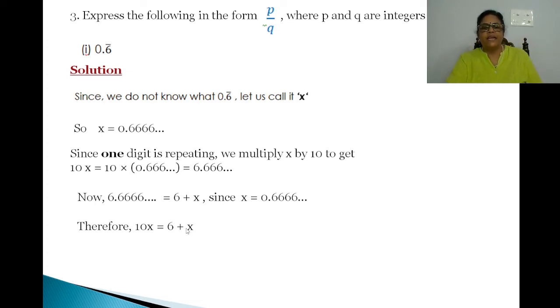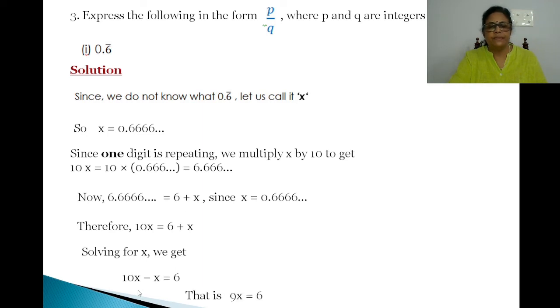Now we will subtract x from 10x, so we will solve for x. We will get 10x minus x is equal to 6. What is 10x minus x? That is 9x. So 9x is equal to 6. Now what is x? Here 9 is multiplied to x, so we will divide 6 by 9.